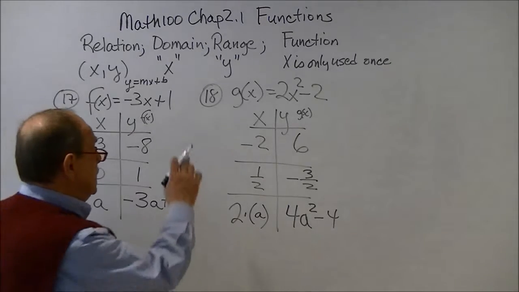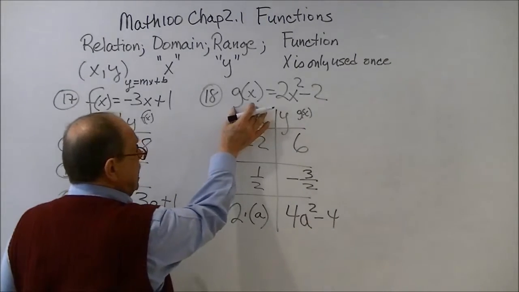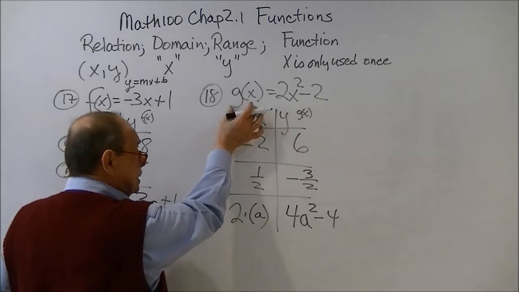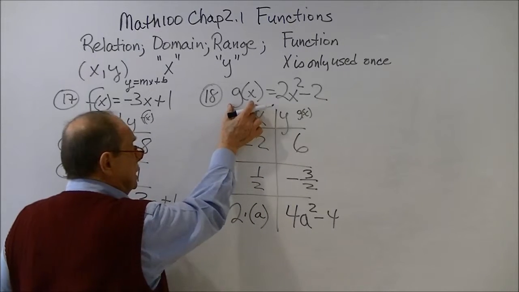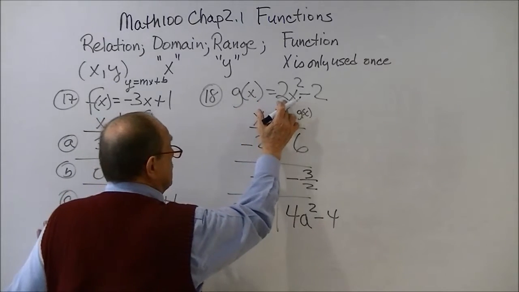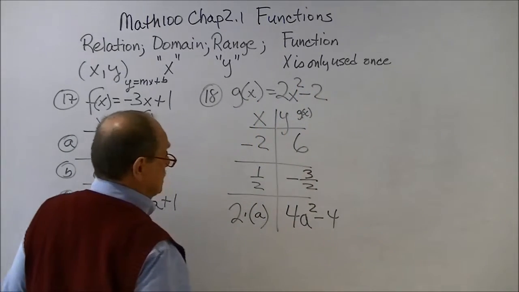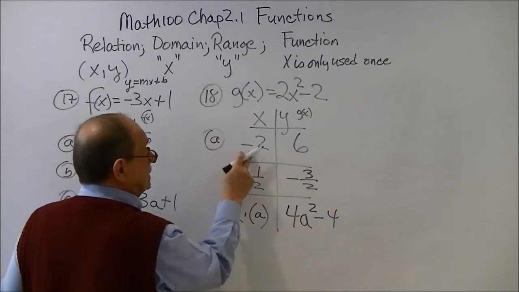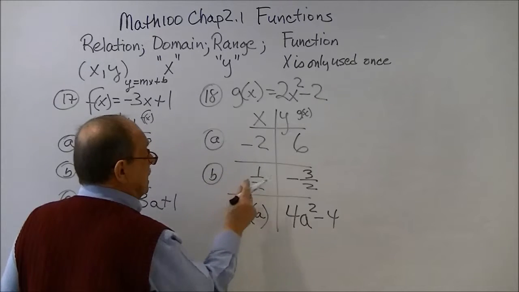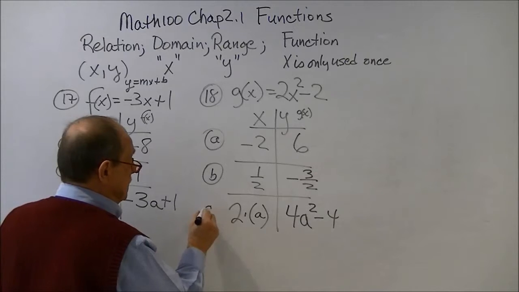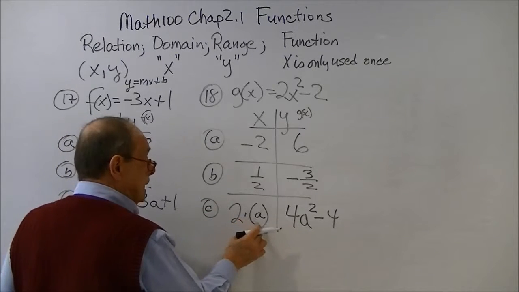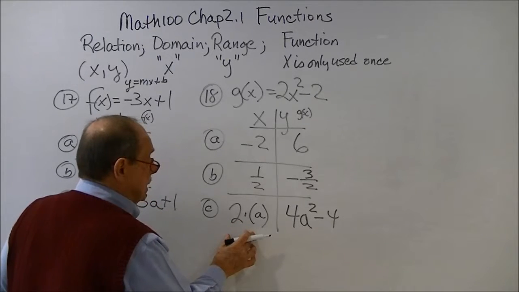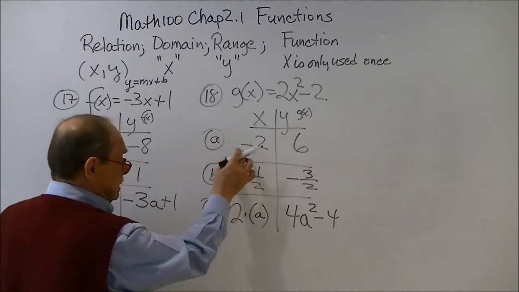Okay, in example 18, and notice now they've changed the letter in the function notation, which is okay. It's still function notation. It's g of x now is equal to 2x squared minus 2. And you're just substituting. Remember, they're going to give you value for a is a negative 2, value for b is a 1/2, and value for c is 2 dot a. Well, 2 dot, that means 2 times. Okay? So let's do this one.